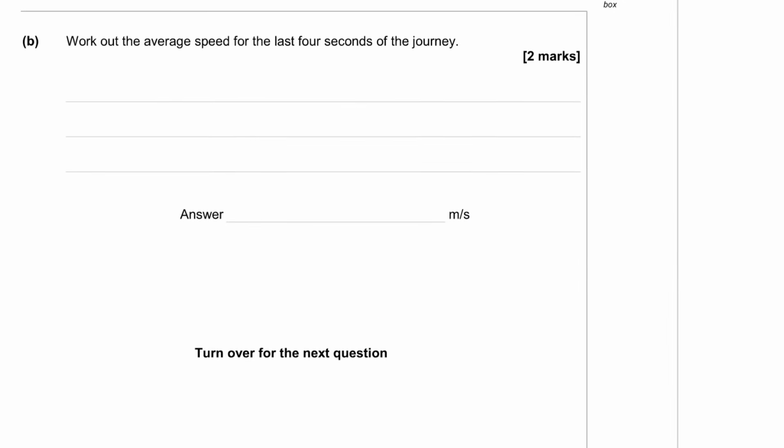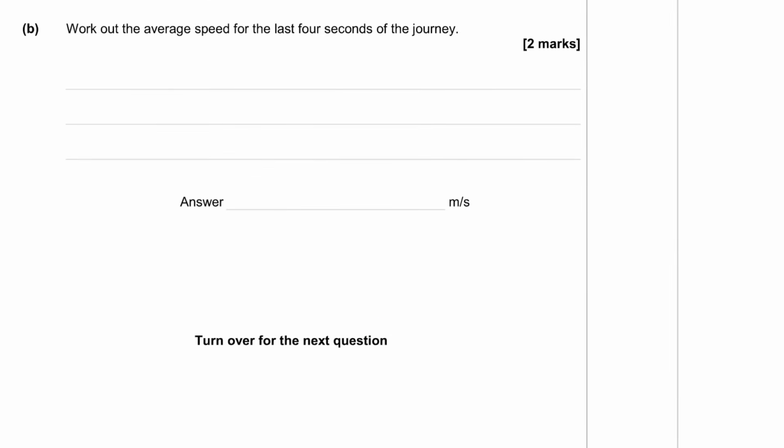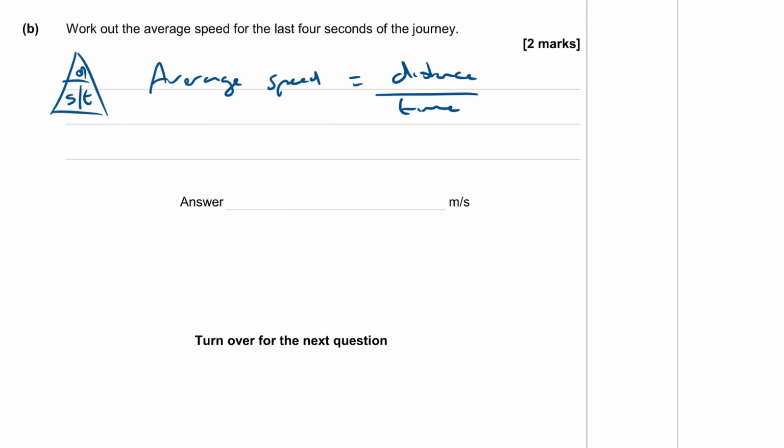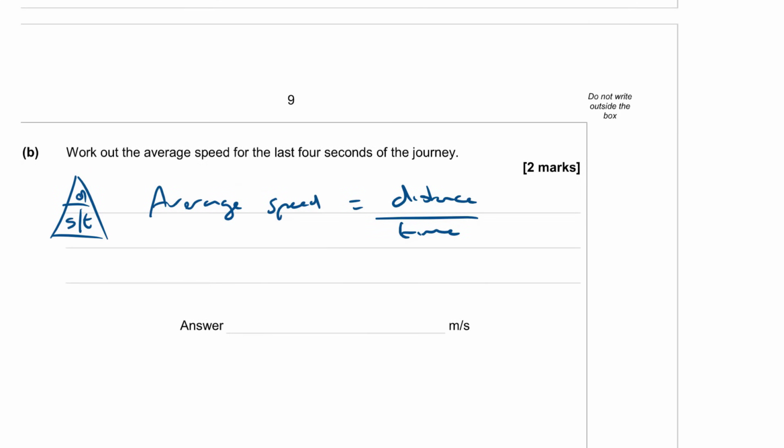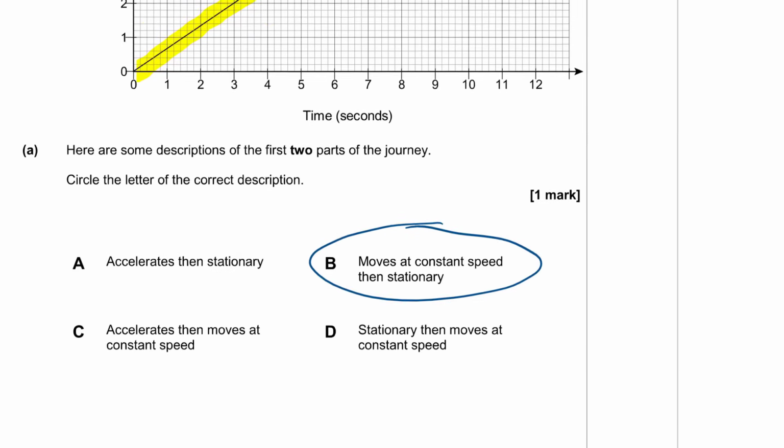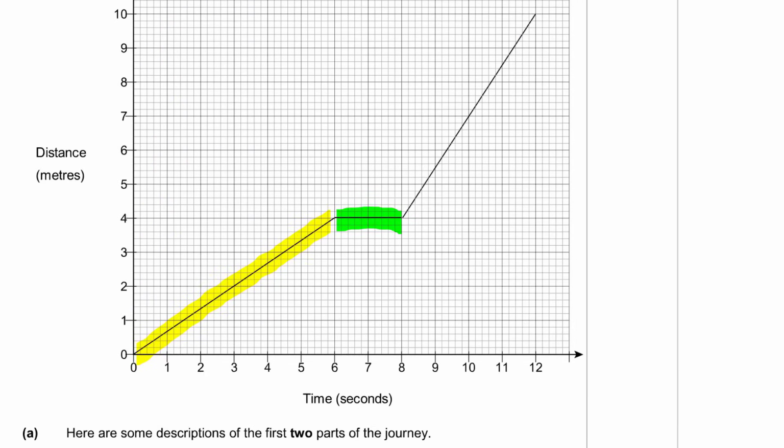Okay, for part B, it says work out the average speed for the last 4 seconds of the journey. So average speed, if you remember your DST triangle, average speed is equal to distance traveled divided by time taken. And from our diagram, the last 4 seconds is this part of the graph.